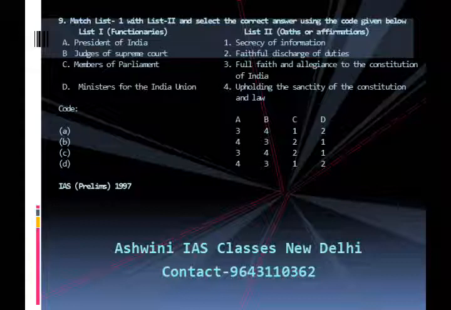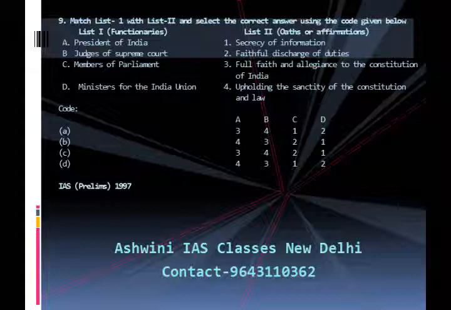Under list 1, C, members of parliament. Under list 2, that is the third point, full faith and allegiance to the Constitution of India. Under list 1, D, ministers for the Union. Under list 2, that is also oaths or affirmation, fourth point, upholding the sanctity of the Constitution and law. Now, the code has been given. Here they have categorized into A, B, C, D.